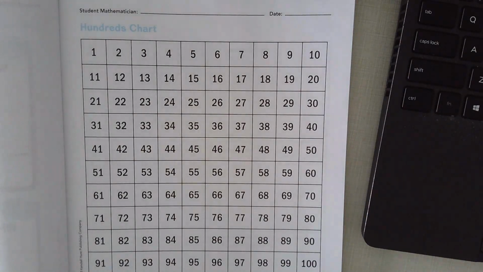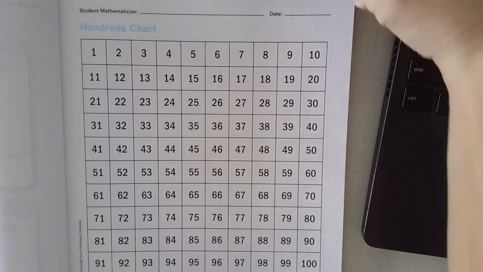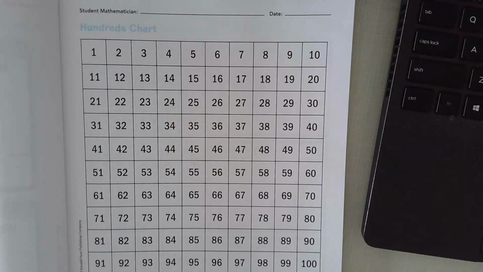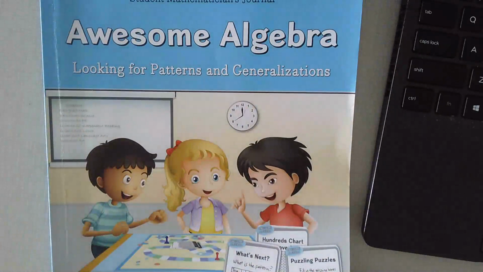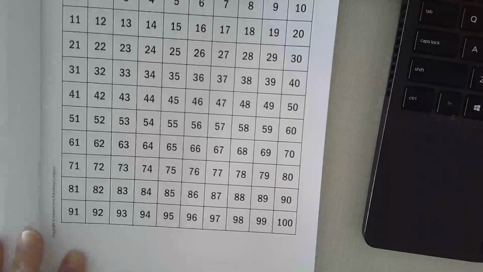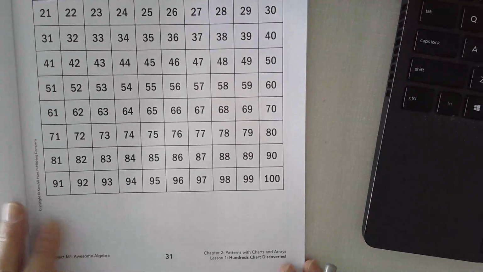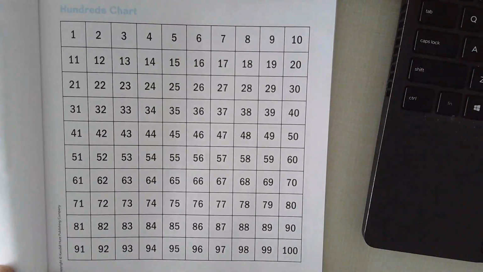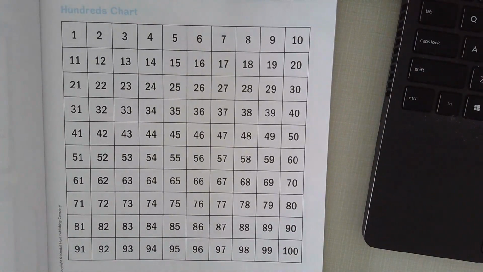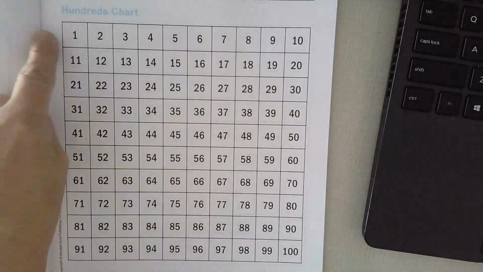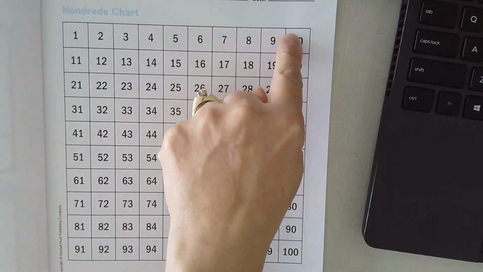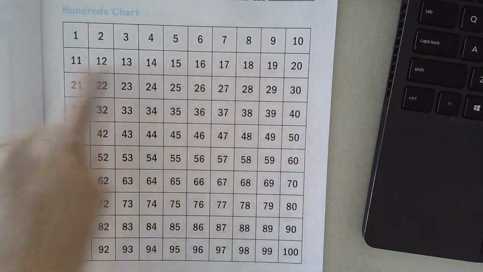All right, friends, for this lesson, we are looking at page 31 in our awesome algebra book. Okay, so we are going to turn to page 31. Page 31, you will notice, is a hundreds chart. So we're going to be using this chart to help us with our lesson for today. Now you'll notice it is labeled from 1 to 10, and then 11 counting down that way.